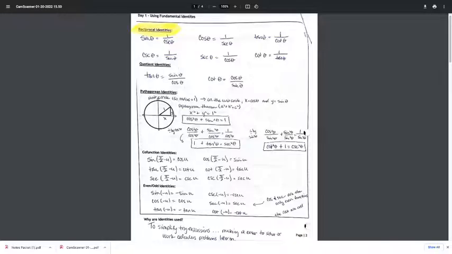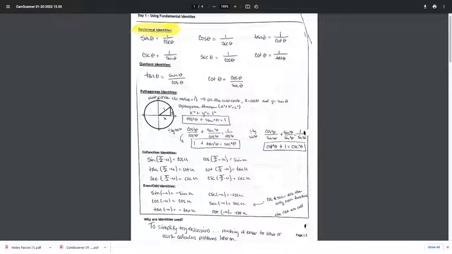That's something you've already learned, where the sine of theta is the same thing as 1 over cosecant theta, cosine is the same thing as 1 over secant, and tangent's the same thing as 1 over cotangent. And then cosecant's 1 over sine, secant's 1 over cosine, and cotangent's 1 over tangent.